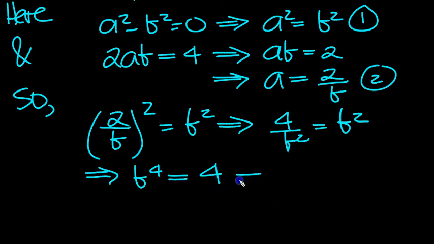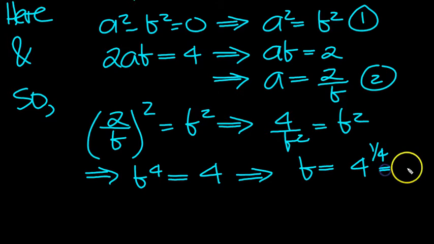Take the 4th root, b is equal to 4 to the quarter, which is actually the same as root 2, 2 to the half. Okay, but it's plus or minus, isn't it, when you square root? So it's plus or minus root 2.